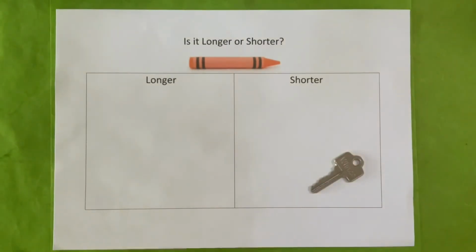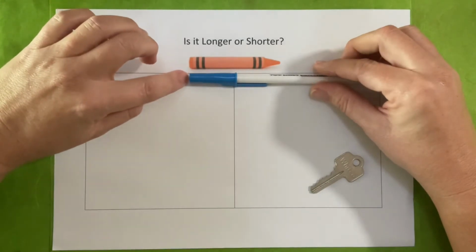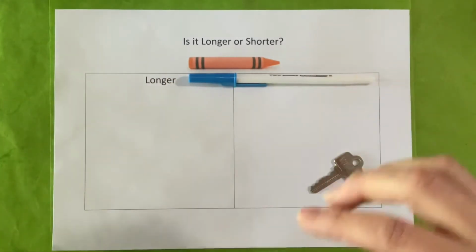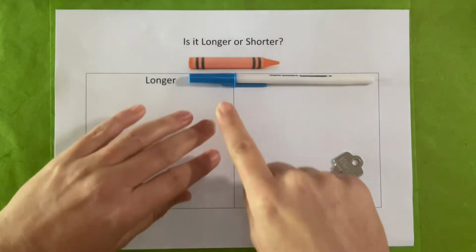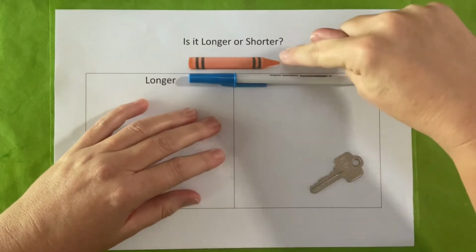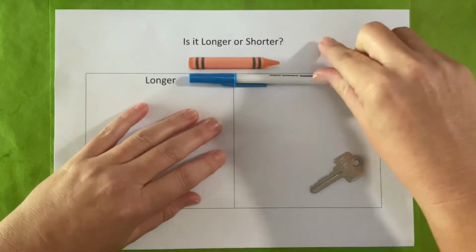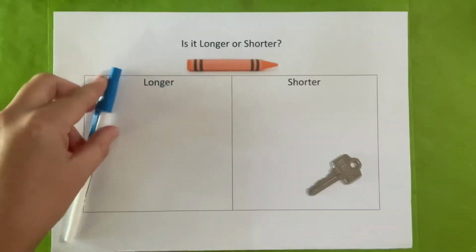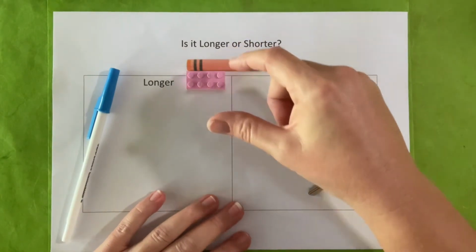Let's compare this pen. Now remember, let's line up the ends so they're nice and straight. All right, cheer if you think the pen is shorter than the crayon. Cheer if you think the pen is longer than the crayon. Correct! The pen is longer than the crayon. The crayon stops here and the pen keeps going. Let's compare this Lego brick. Pop that over in the longer pile, and let's compare this Lego brick, lining up the ends.